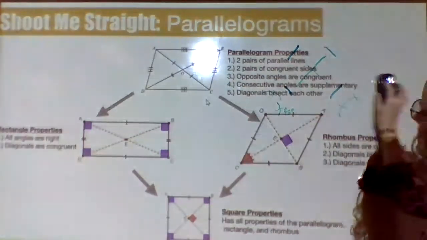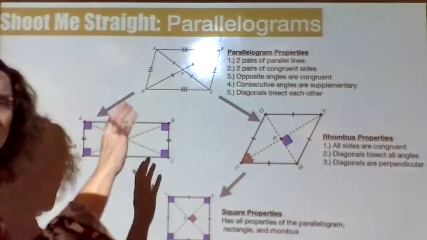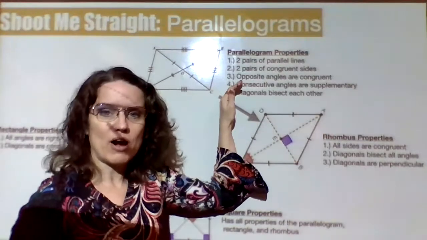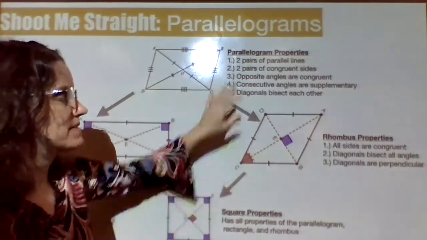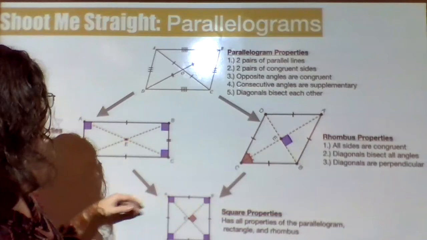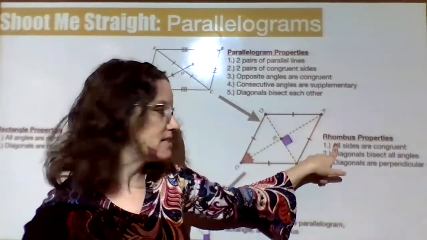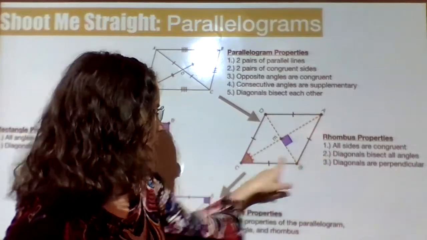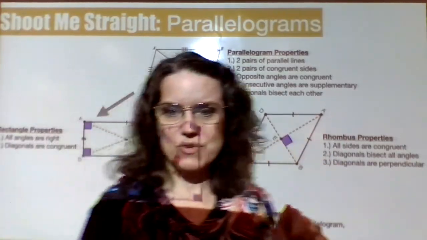Here is a visual to show you all those properties kind of all in one place. So you can see the 5 properties of our regular parallelogram. Every single one of these shapes has all 5 of these properties. As you go down, you add them on. So for your rhombus, you're adding on to these that now all the sides are congruent, the diagonals bisect all the corners, and the diagonals are perpendicular to each other.